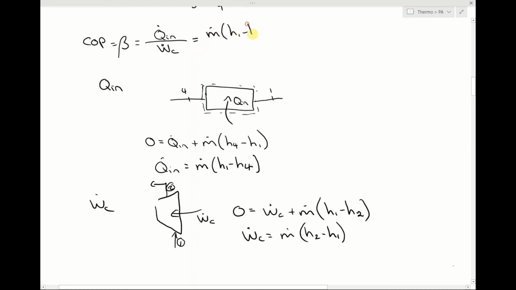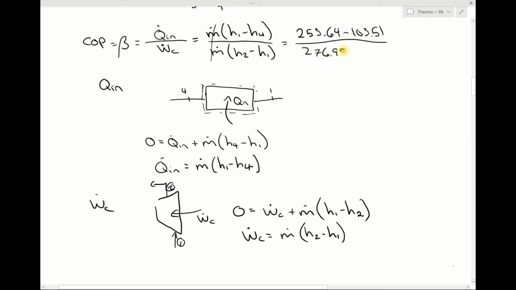So now coming back up to our coefficient of performance equation, we can write this out. This is m dot (h1 minus h4) over m dot (h2 minus h1). So the m dots cancel out. And since we've already looked up all these enthalpies, the hard part of this is really done. So 253.64 minus 103.51, divided by 276.99 minus 253.64. This gives us a coefficient of performance of 6.43. Just to put this final answer into some perspective, what this is saying is that for every 1 unit, or let's say kilowatt, of power you put into the compressor, you're going to get 6.43 kilowatts of cooling power, which is kind of cool.